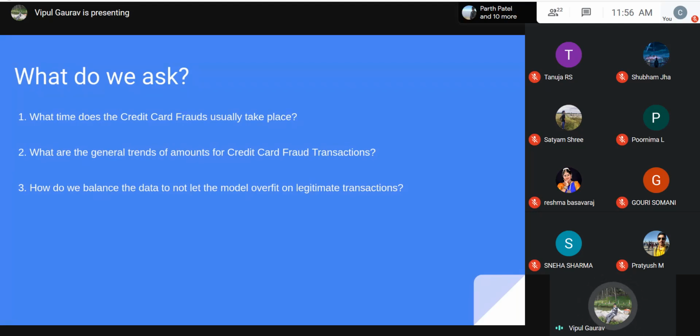Now it has different keywords in it. And these keywords are something which are very important. I'll be explaining each and every one of them exactly. So how do we balance? Balance means we make equal, right? The data, to not let the model overfit.